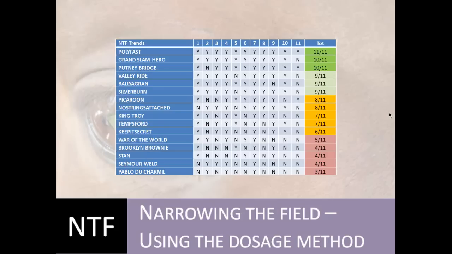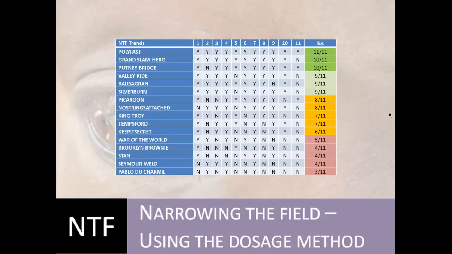So, in conjunction with these dosage trends, I like to scrutinise the field by putting through some rigorous trends analysis. And these are the trends that you saw before. I apply every trend to every runner in the race, and I see who really fits best into these trends. So what you're looking at here is, from top to bottom, the ones that pass the most trends.